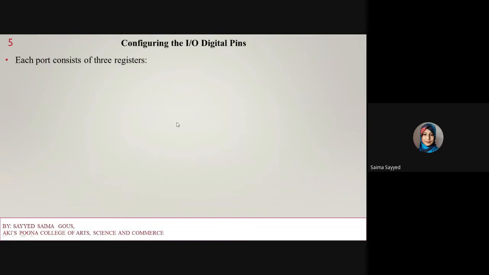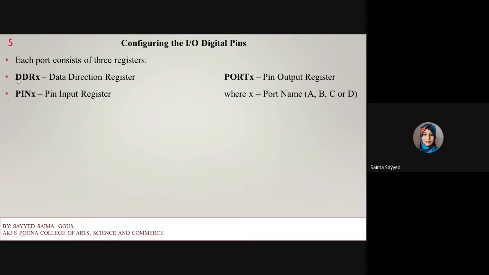Here we have four ports: A, B, C, D. Each port consists of three registers. First is DDR, second is PORT, and third is PIN. Here DDRx represents the data direction register. PORT stands for the pin output register, and PIN is the pin input register, where x represents the port name A, B, C, D.